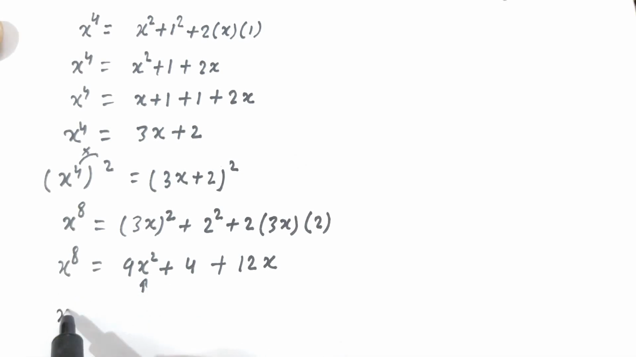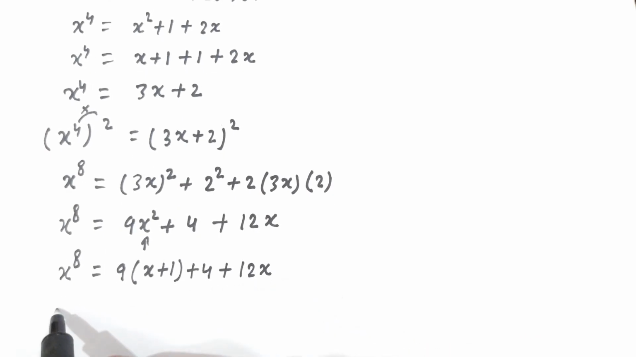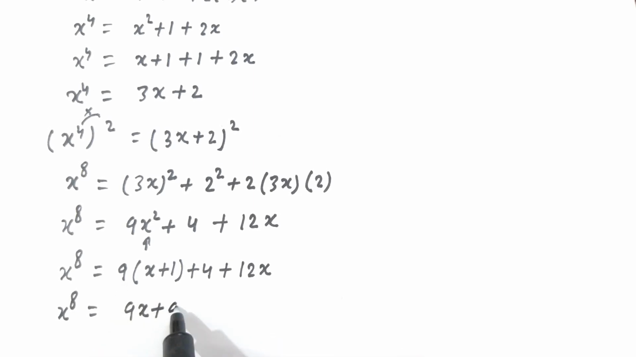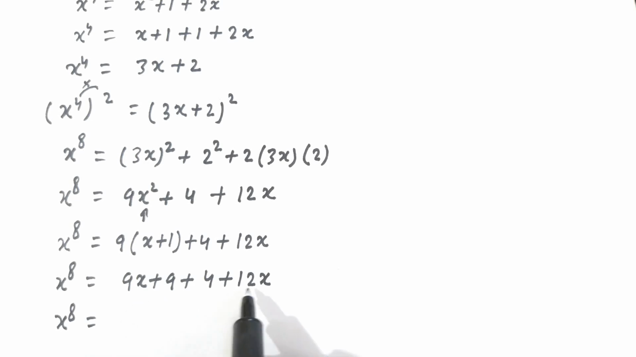Then the left hand side is x^8. This equals 9, x² is replaced by x + 1, and here plus 4 plus 12x. The left hand side is x^8. This equals 9x + 9 + 4 + 12x. Then the left hand side is x^8. This equals 9x + 12x, that is 21x, plus 9 + 4, that is 13. Now here x^8 is 21x + 13.